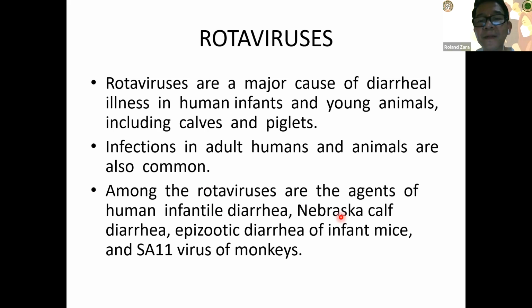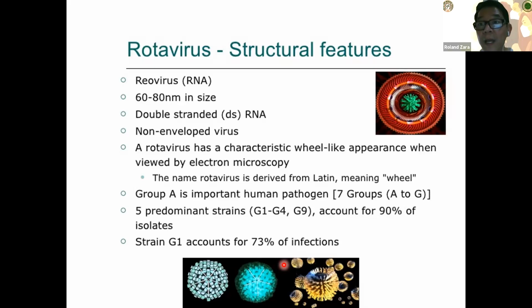So in summary, for the structural features, rota means wheel. It looks like a wheel on an electron microscope. Again, the size is a little bit larger than your picorna. It's 60 to 80 nanometers in size. It's a double-stranded linear RNA, and it has no envelope.